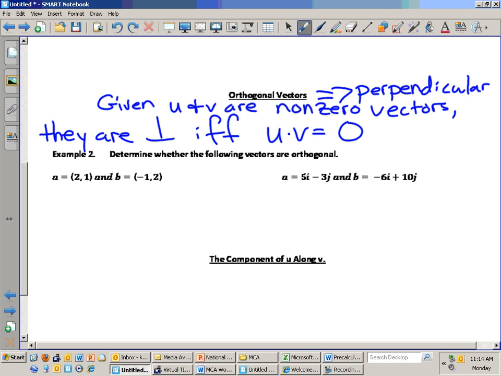IFF is shorthand for if and only if. Did you learn that in geometry? There are so many shorthand ways of writing things in mathematics. It's kind of a new language.